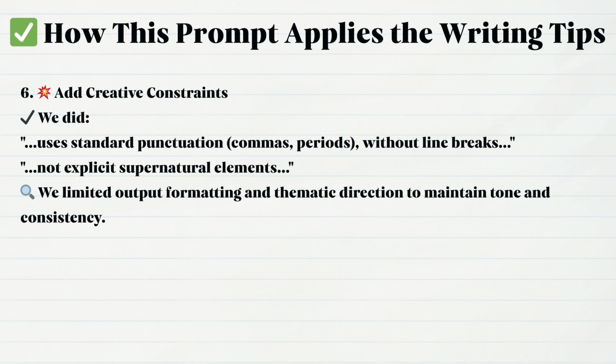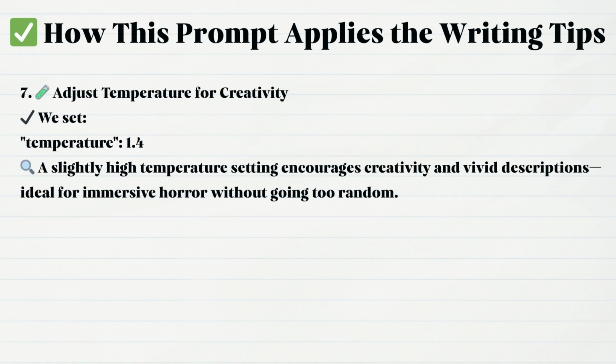Number 6, we add creative constraints. So these two things is what I put in the prompt. So we limit the output formatting and thematic direction to maintain tone and consistency. Because in my horror story, I don't want explicit supernatural elements. I want it to be more realistic. So that's why I put this sentence in the prompt to make sure DeepSeek is not generating such things in my script.